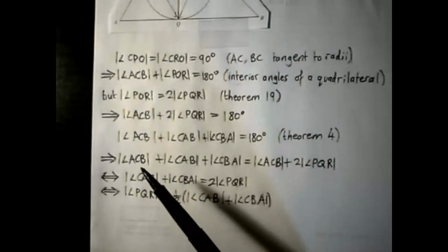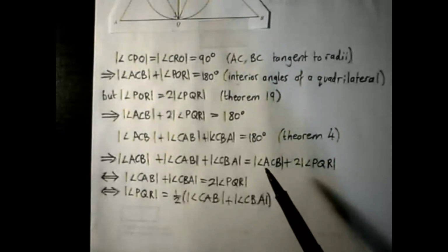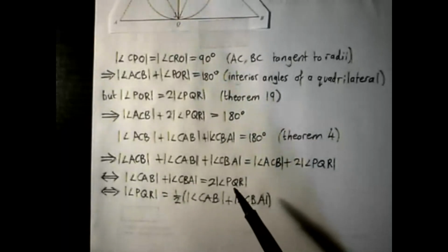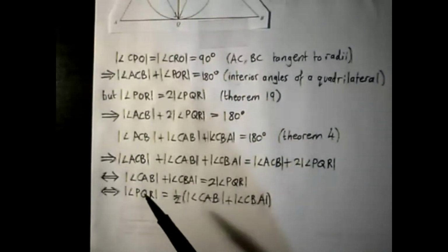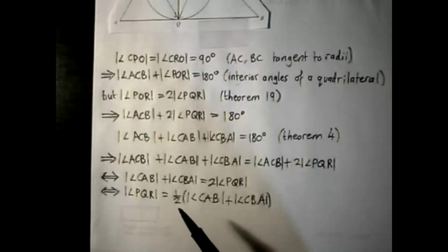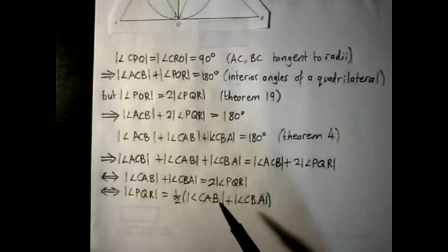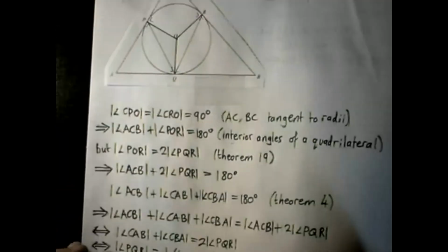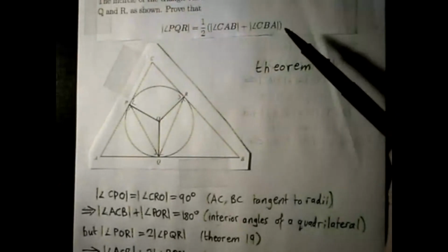Notice that ACB is in both of these statements, so I can cancel that out. So now I have this statement here, and if I divide everything by 2, I get PQR is equal to a half times the angle CAB plus CBA. And if you go back to the start of the question, you see that's exactly what we were asked to prove right there.